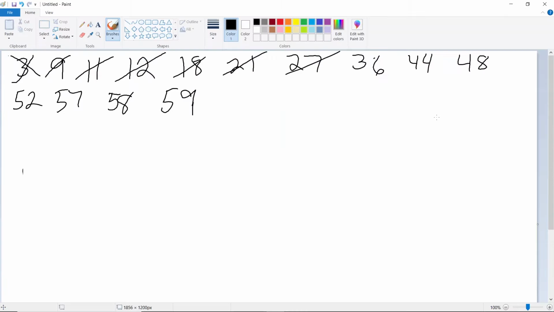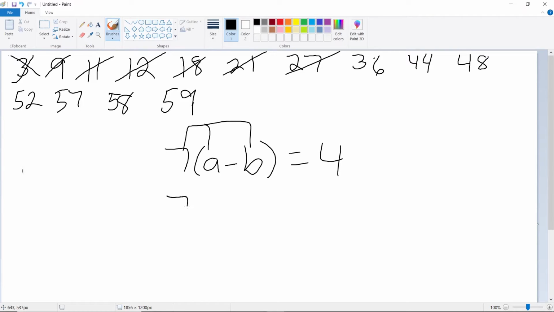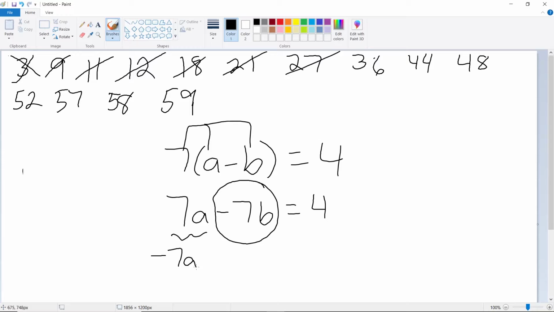So this is 7 times (a minus b) equals 4. So the first thing we have to do is distribute the 7. 7a minus 7b equals 4. Now remember what I said before. You want to try to isolate the b term, get it all by itself. So anything that's not the b term on its side of the equation, we want to subtract or add. Well, 7a is added to negative 7b, so we want to subtract 7a from both sides.